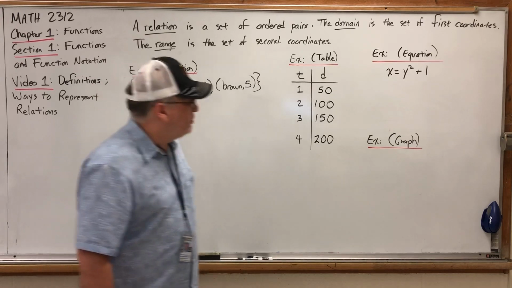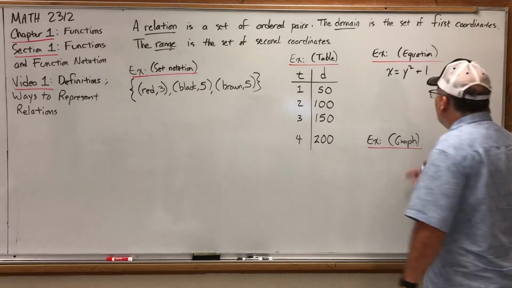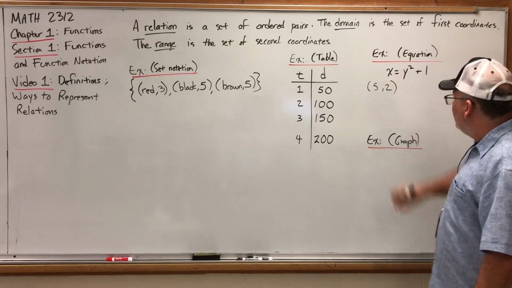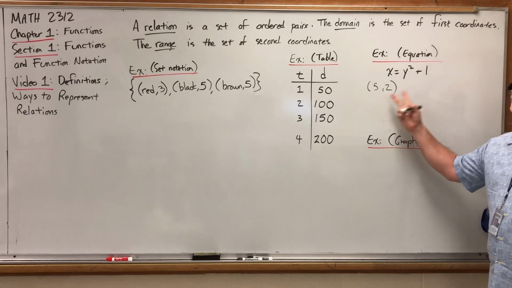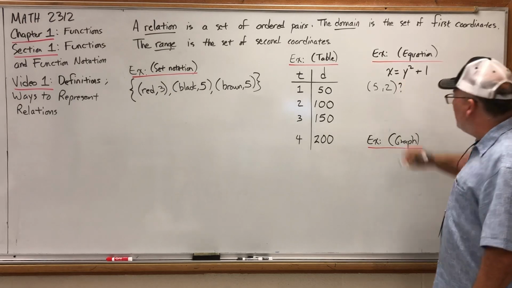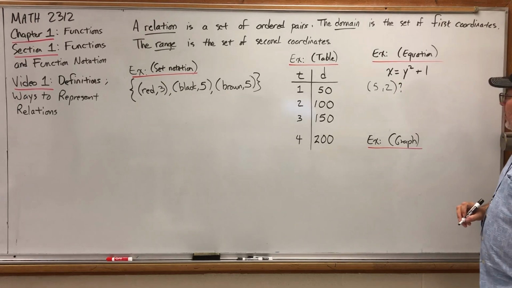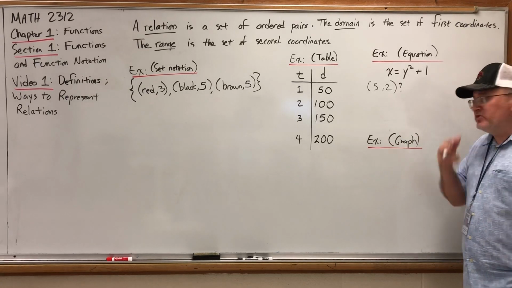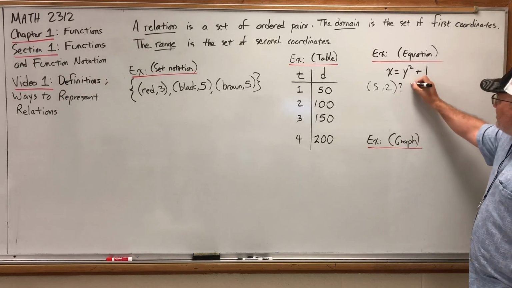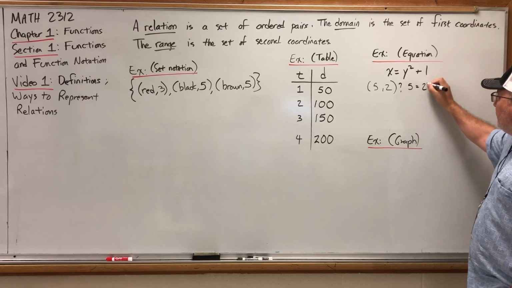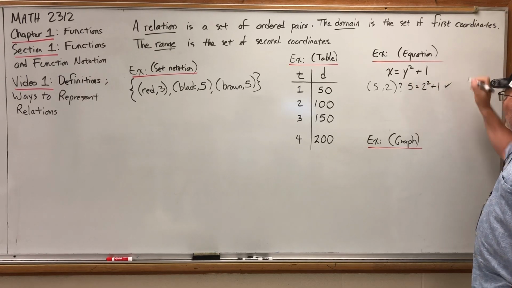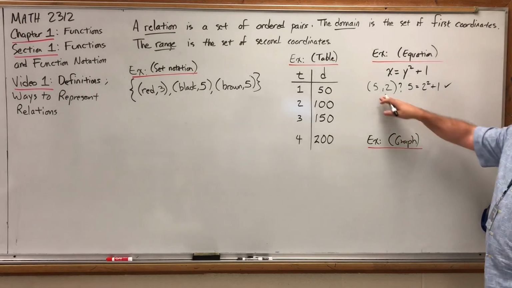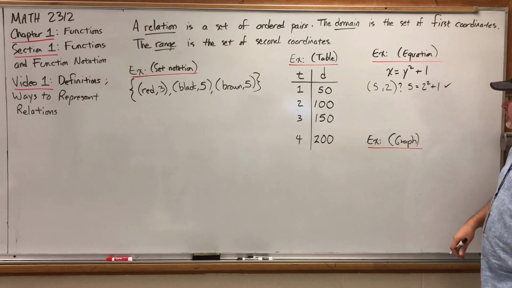solutions to the equation. For example, let's say I take the ordered pair 5, 2 and ask, does this ordered pair belong to this relation? So we'll put a question mark after it. Assuming that the first coordinate is x and the second is y, and we'll make that assumption, we could check it easily by substituting the 5 for the x and the 2 for the y. But it wouldn't take too long to verify that 5 is equal to 2 squared plus 1, therefore this ordered pair belongs to this relation.